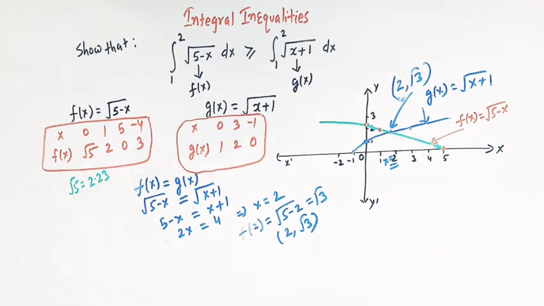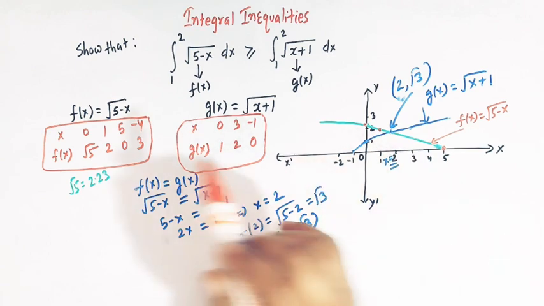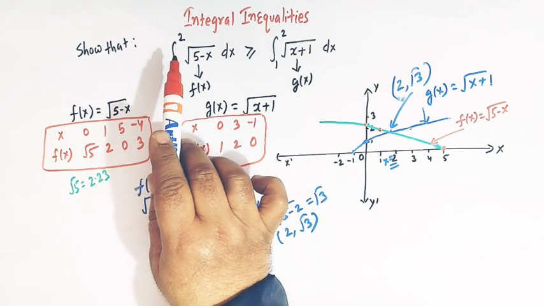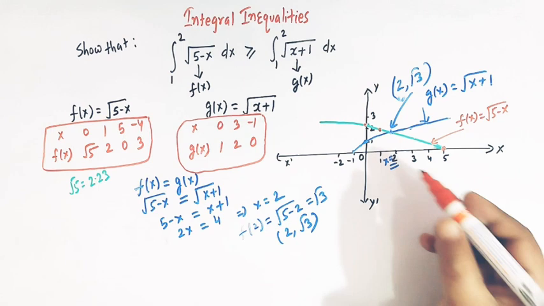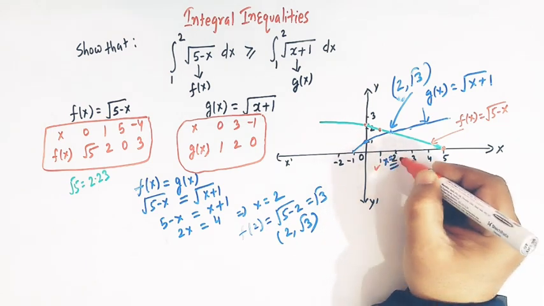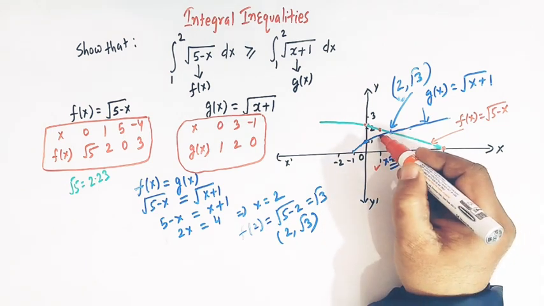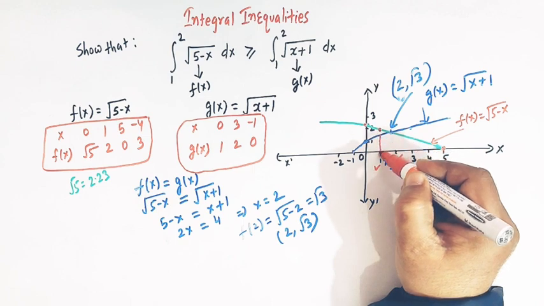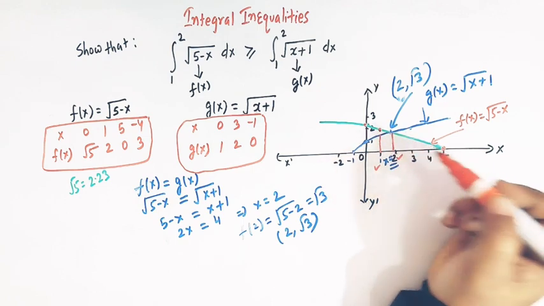Now let us make some observations from this graph. The limits of integration are from 1 to 2, so here we have 1 and here we have 2. We have to integrate from 1 to 2.